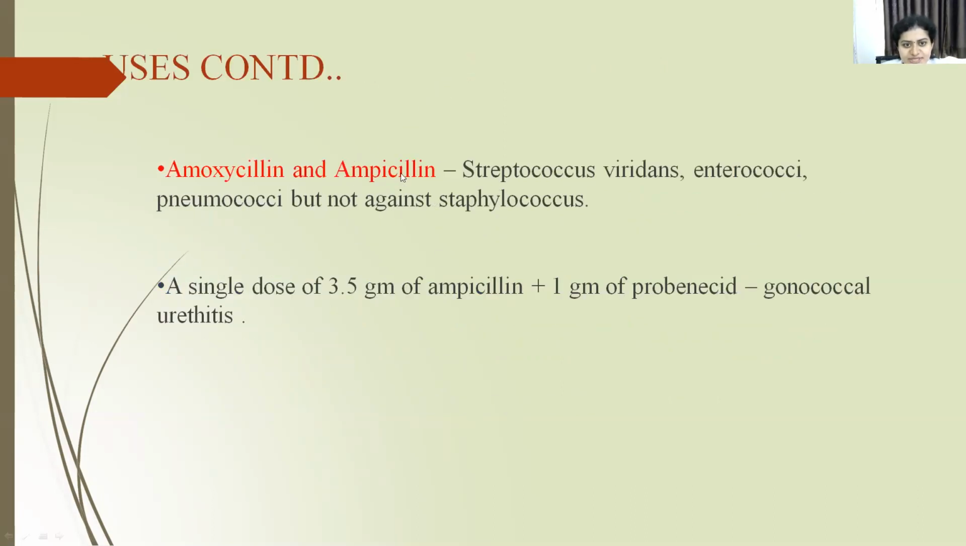So amoxicillin, ampicillin, they again act against the gram-positive cocci, that is Streptococcus viridans, Enterococci, Pneumococci, but not against Staphylococcus. Okay, the anti-staphylococcal penicillin includes only that group, that is cloxacillin, dicloxacillin, flucloxacillin, methicillin, nafcillin. So these are the anti-staphylococcal penicillin. Ampicillin, amoxicillin will never act against staphylococcus. So for gonococcal urethritis, mostly we are using single dose of 3.5 gram of ampicillin plus 1 gram of probenecid.